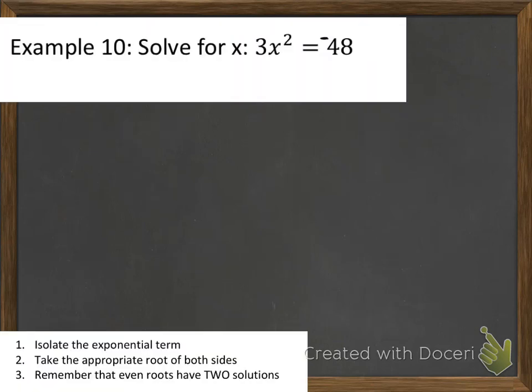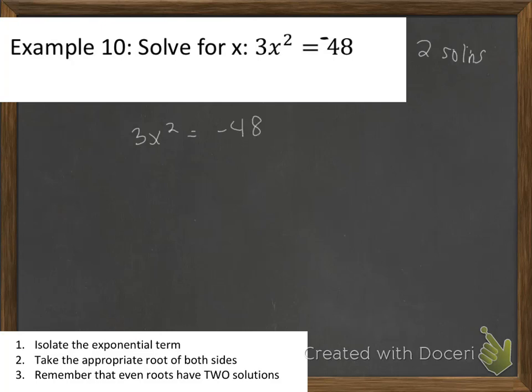All right, we have a few more examples here. So here we have 3x squared equals negative 48. Again, the first thing I want to do is ask myself, how many solutions do I expect to find? Well, I want to find 2 solutions, okay? Right, because it is x squared. So this one's a little bit different as well, right?